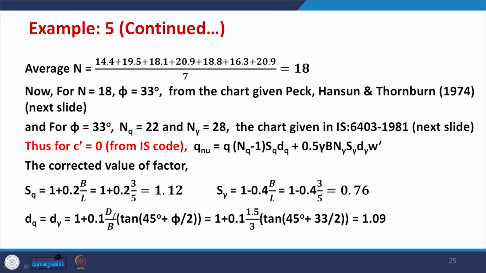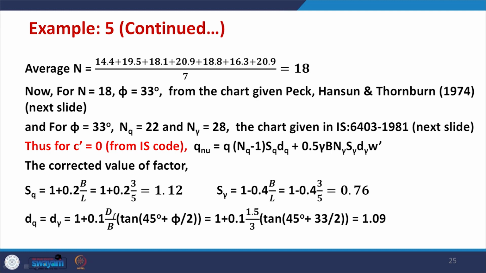The corrected value of shape factor is here, which is B by L, where B is given and the ratio of L is given 3 by 5, and so once you put the numbers, SQ comes out to be 1.12, this is 0.76, and when you apply the correction for depth factor, which is given according to IS code as 45 degree plus phi by 2. So, once you put all these numbers, phi is given 33 degree calculated, and you come out to be 1.09.